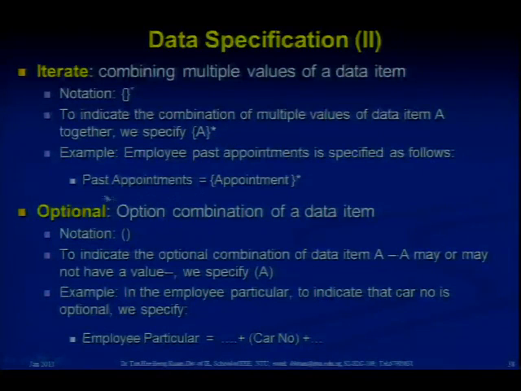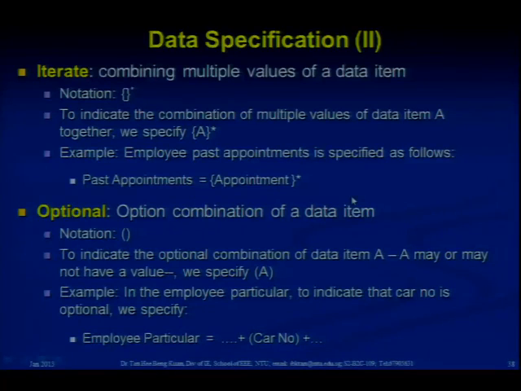There's an example here. In a company, in general, an employee may hold many appointments in the past. So the past appointments can be defined by appointments. Past appointments is the combination of a number of appointments, all those appointments the employee held in the past. So this is the way to use iterate.